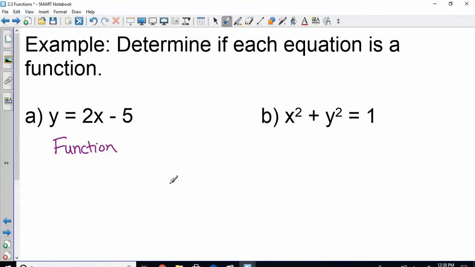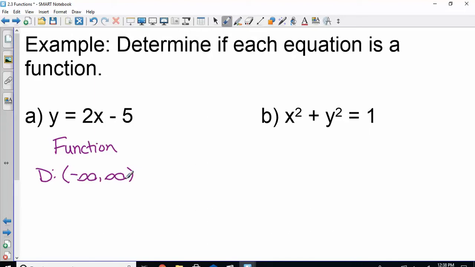Okay, my domain. You're going to pick a number and take it times 2. Is there any number in the world that I cannot take times 2? No, I can plug in anything I want. So instead of all real numbers, using interval notation, we will write negative infinity to positive infinity. We can plug in anything.